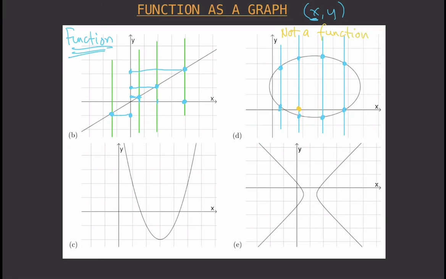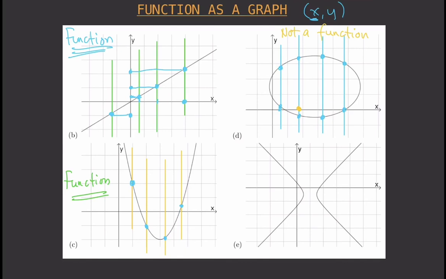How about this? Well, let's see. Gawa tayo ng vertical lines. Oops, that's not a vertical line. Let's do that again. Okay? So if you look at this one, for one value of x, isa lang talaga ang value ng y. Kasi isa lang ang kanilang intersection. Okay? Isang beses lang nag-intersect. So this is a function.